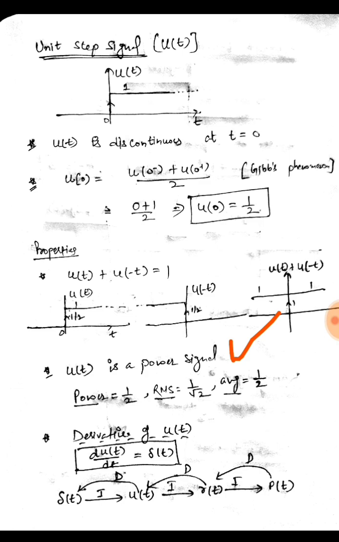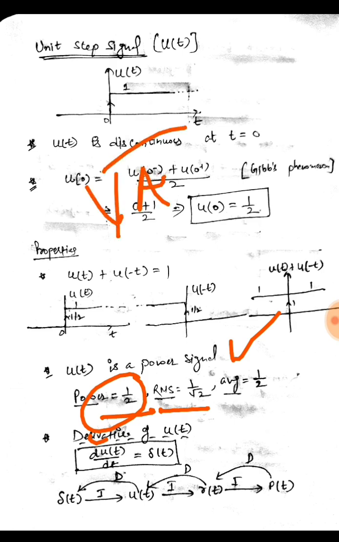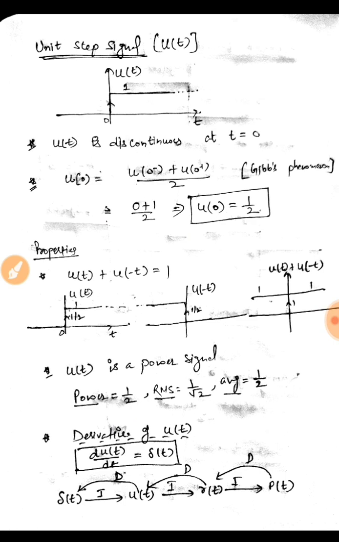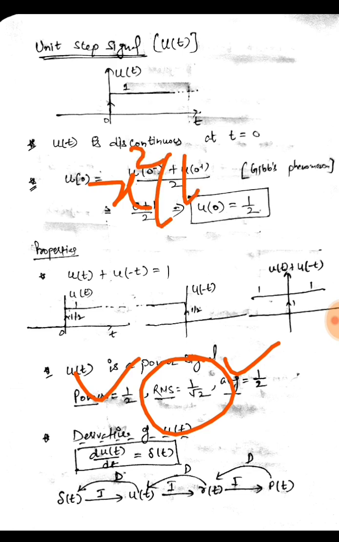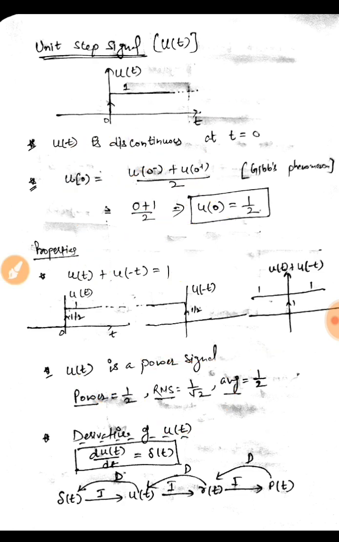It is not limited in time, it varies from minus infinity to infinity. It is a power signal, and as we know, the power is nothing but the average of the signal. So the average would be 1 by 2, and power would be 1 by 2, and the root mean square value would be 1 by root 2. The root mean square value is calculated as follows: if I have a signal x(t), first take the square, then take the mean of the signal, and then take the root. So this is how we can calculate the root mean square value. It comes out to be 1 by root 2.